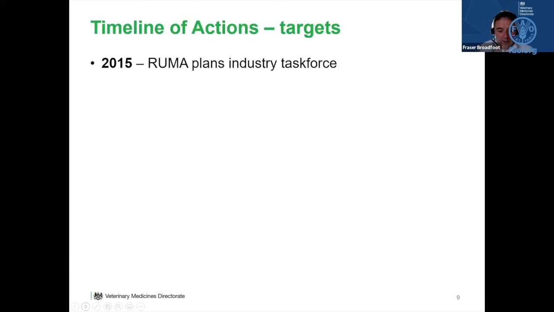So that's the importance of data. And now the next part I wanted to talk about was the importance of targets and getting the sectors to work together. So in the UK, we have this organization called RUMA, which stands for Responsible Use of Medicines Alliance. And this is an industry organization that works with lots of different food animal sectors. So in 2015, they had planned to create this task force where they'd bring together members from the different food animal sectors to talk about antibiotic use.